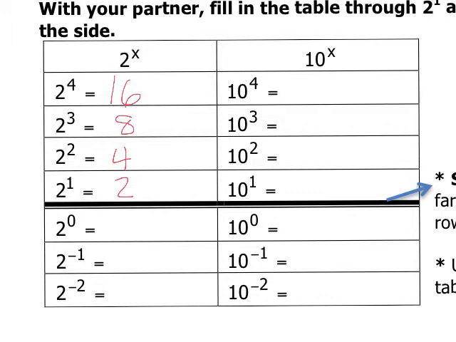Which would make sense because 2 to the 4th would be 4 2's multiplied out. 2 to the 3rd would only be 3 2's multiplied out. So I have to divide out one of those 2's each time, right? So if I continue following this pattern, what should 2 to the 0 be?